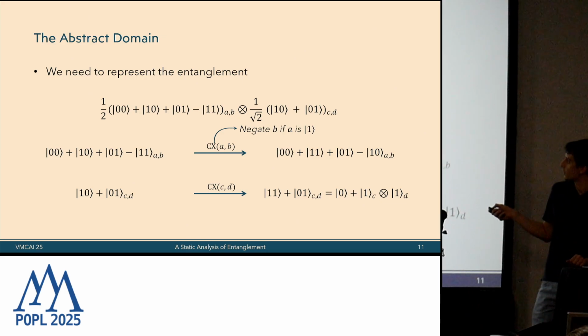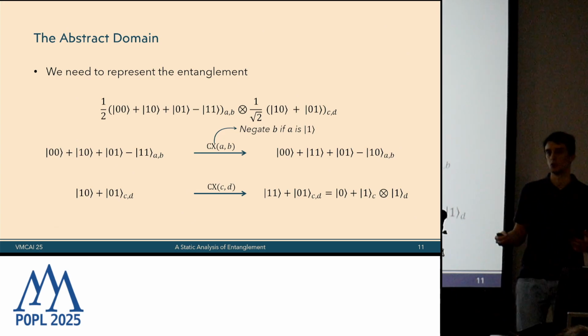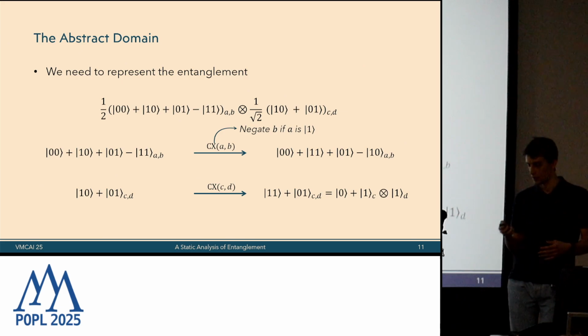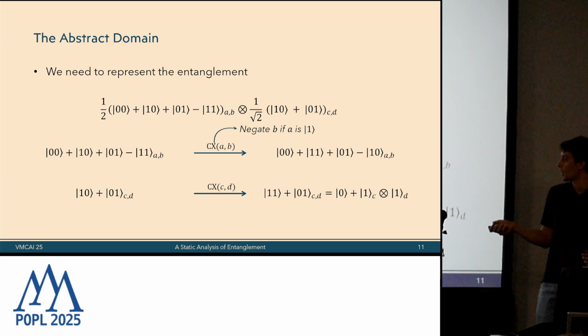Instead, if we look at the second part of the state, and we apply a CNOT between C and D, you see that after the CNOT we obtain this state in which D is no more entangled with C. So the relation between C and D and the relation between A and B are different because they are both entanglement, but the level of entanglement is different. And in particular, we are interested in tracking this kind of relation because when two variables are related like C and D, with a simple CNOT, we can separate them.